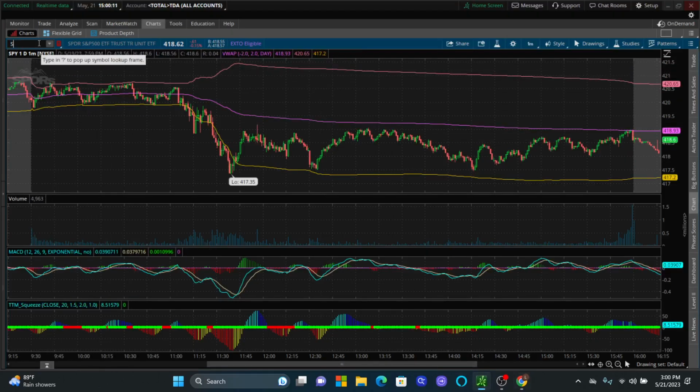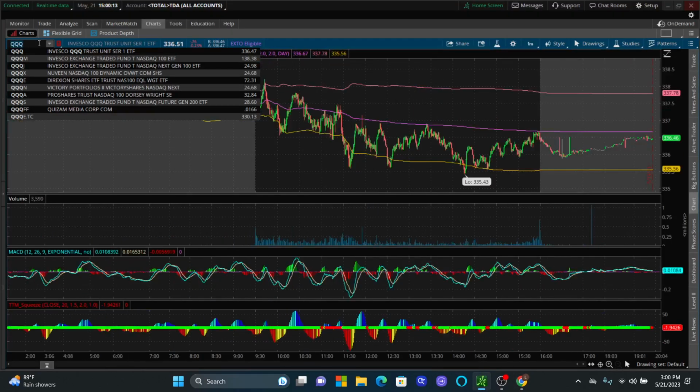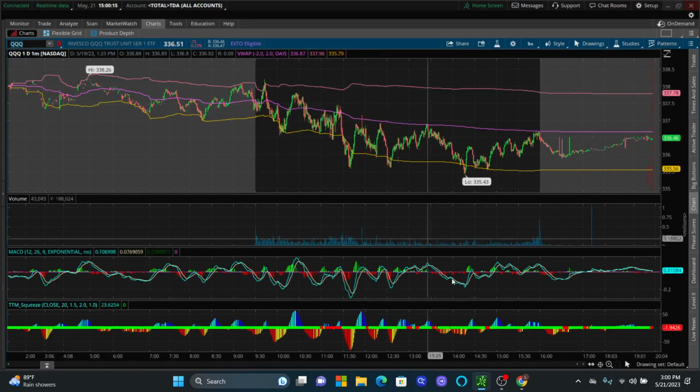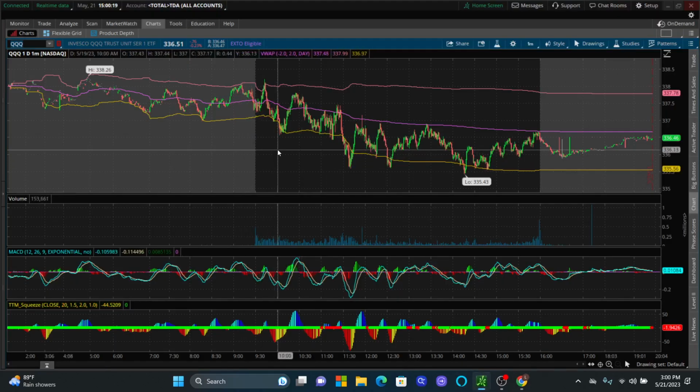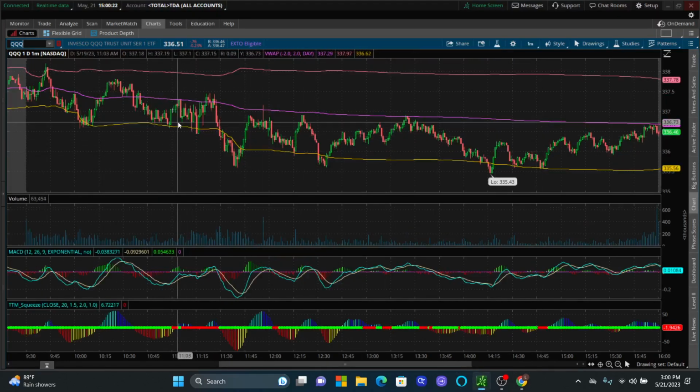All right, so I'm going to type in QQQ. There we go. All right, so the first one, just want to reference it one more time, came in at 10:24. So we'll zoom in right here. And we had 10:24, which is going to be roughly right here, it looks like.